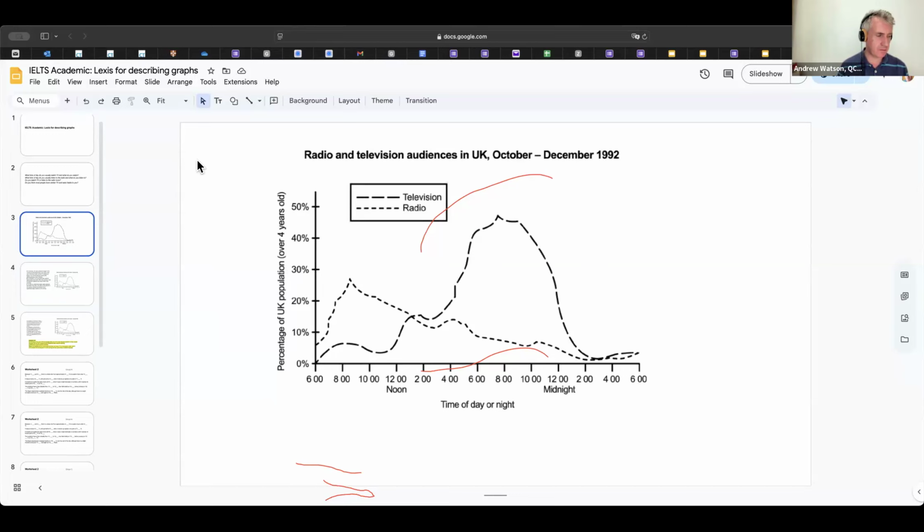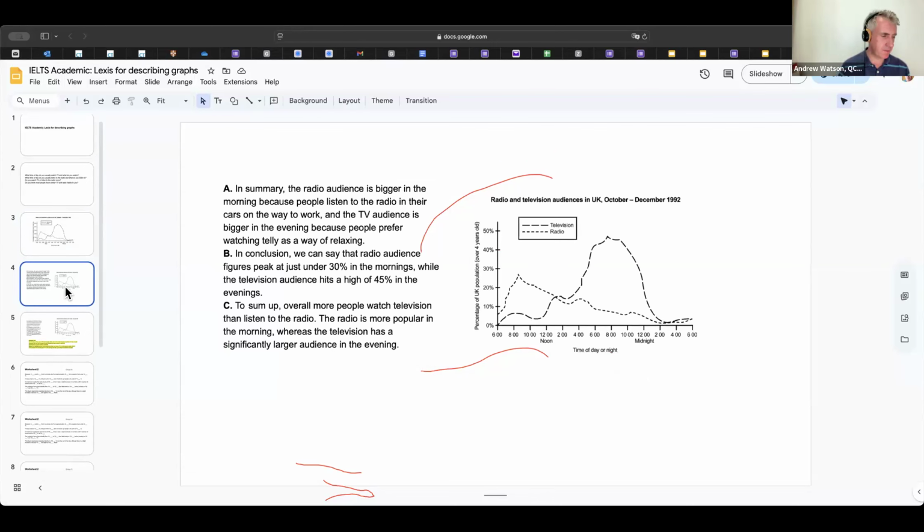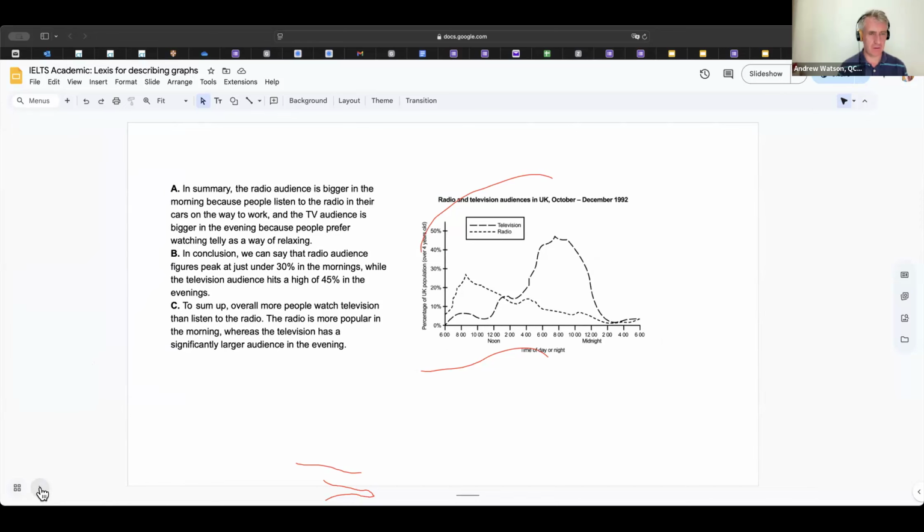I'm going to give you 3 summaries of the graph, and you have to decide which summary is the best summary of this graph. What do you think? Is it going to be A, B, or C?